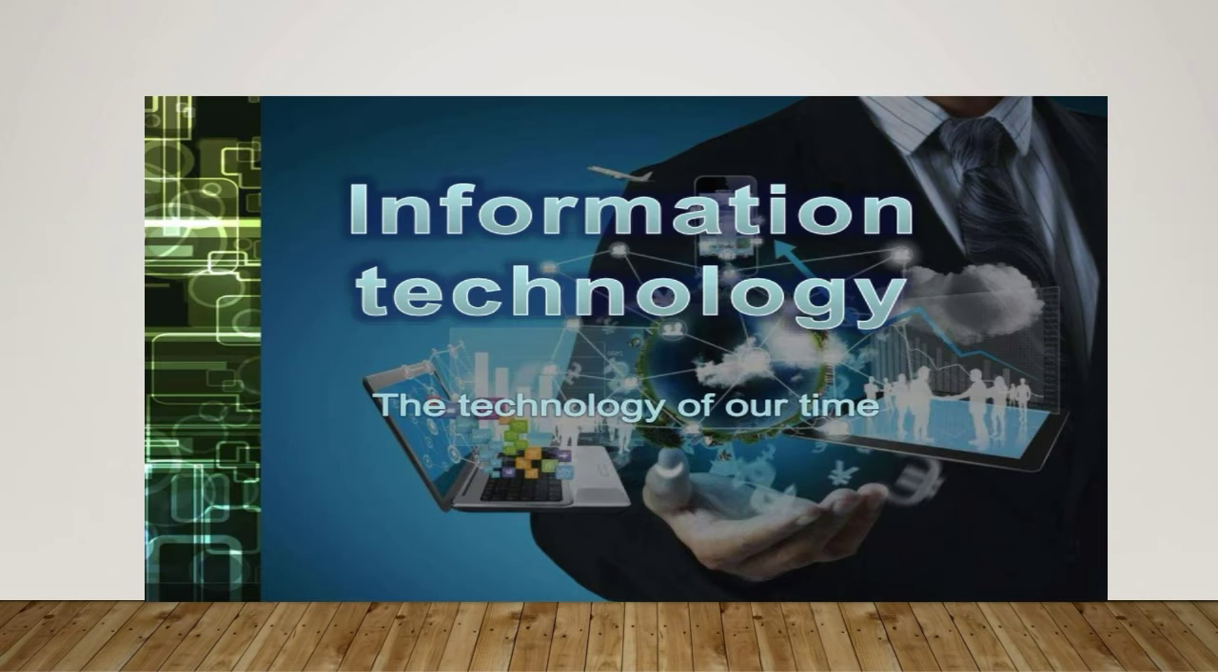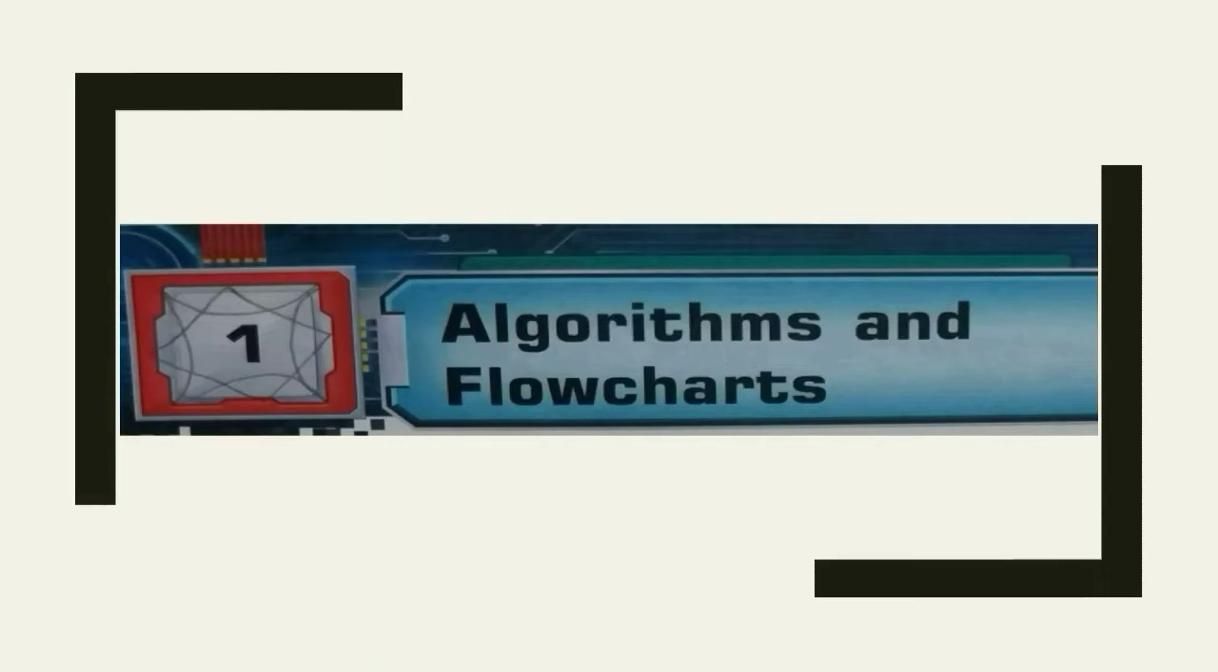Do you know the full form of IT, children? Yes, you are right. IT means information technology. It deals with the science of computers. In this subject, we are going to learn how to be skilled in computers and technology. Today, we are going to study algorithms and flowcharts.